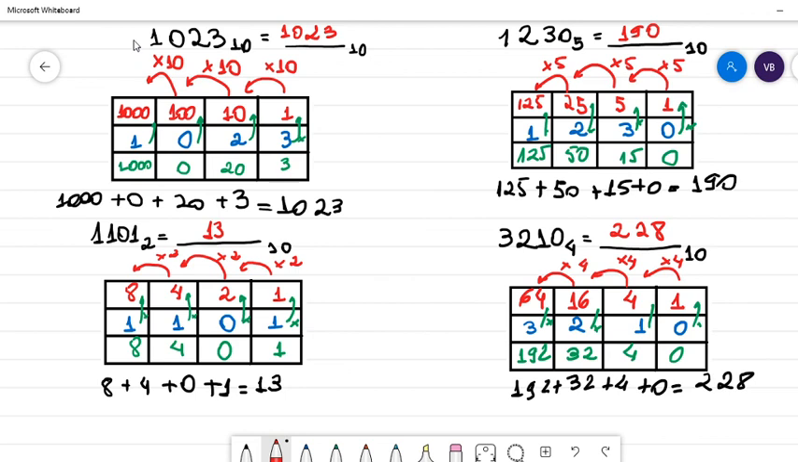I hope you understand. Try again to do those exercises in your notebook without seeing the solution here. Then you correct them to check if you did it right. And if you have any doubts, you ask me.